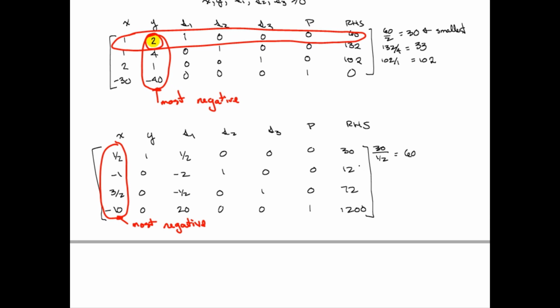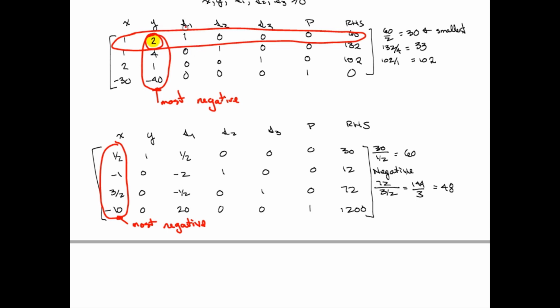For the next one, remember you do not calculate quotients for negative numbers in the pivot column. So I'm just going to simply note that that was a negative number. I'm not going to compute a quotient. Then for the last one, I have 72 over 3 halves, which is 144 over 3, which is 48.